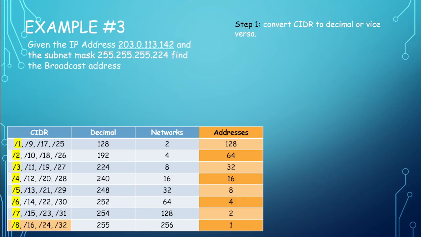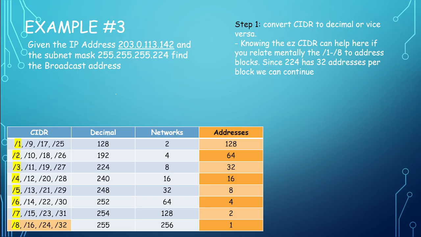Convert CIDR to decimal or vice versa. And since we have decimal, we could convert to CIDR. We don't really have to, but if you somehow have done what I have done with my highlighting and my explanations previously, and you've associated your first digit CIDRs with all of the other numbers on your spreadsheet here, then it's probably better to go to CIDR, but you don't have to. But since we just know that 224 is 3 CIDR, I guess, you don't really need to know that. But since we know that 224 does, however, have 32 addresses per block, we can just keep going.